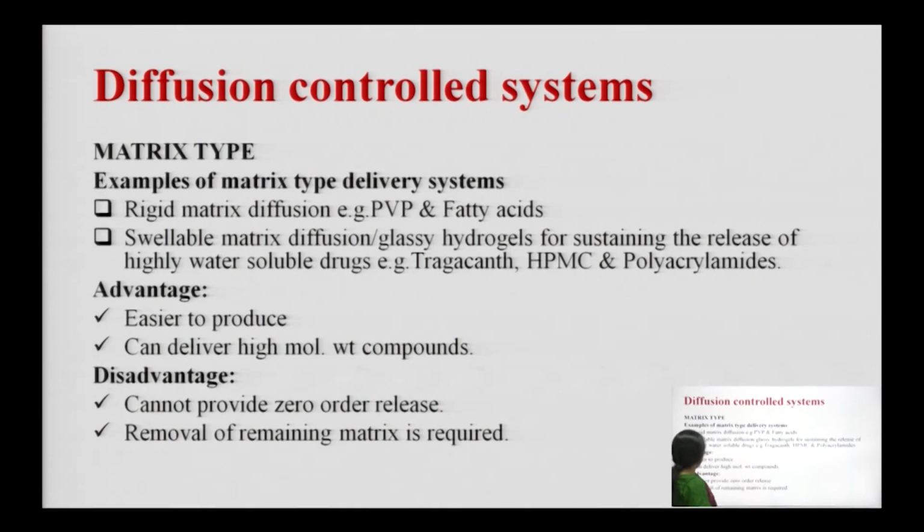Advantages of these matrix type of drug delivery systems are that they are easy to produce, and they can deliver high molecular weight compounds. This was a restriction in reservoir type of delivery systems. Their disadvantages are also there: they cannot provide zero order release. The release from matrix systems is mostly first order release, because the rate of release will be dependent upon the residual concentration of the drug in the matrix. And lastly, the removal of the remaining matrix is required. If the matrix is not biodegradable, then it needs to be removed from the body.